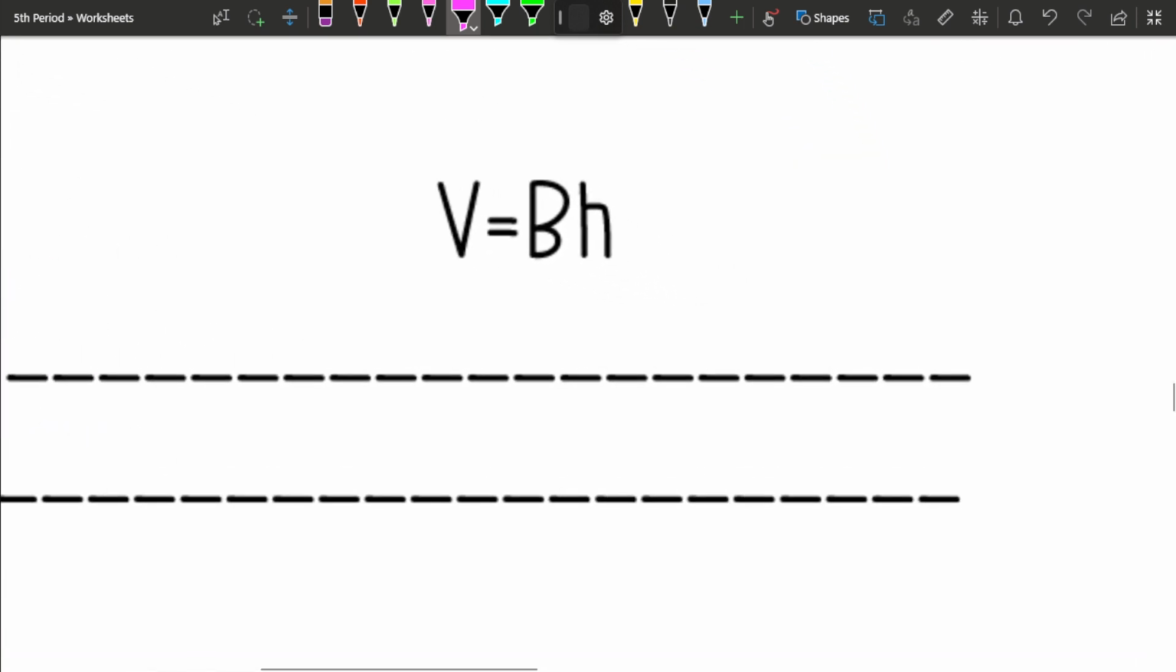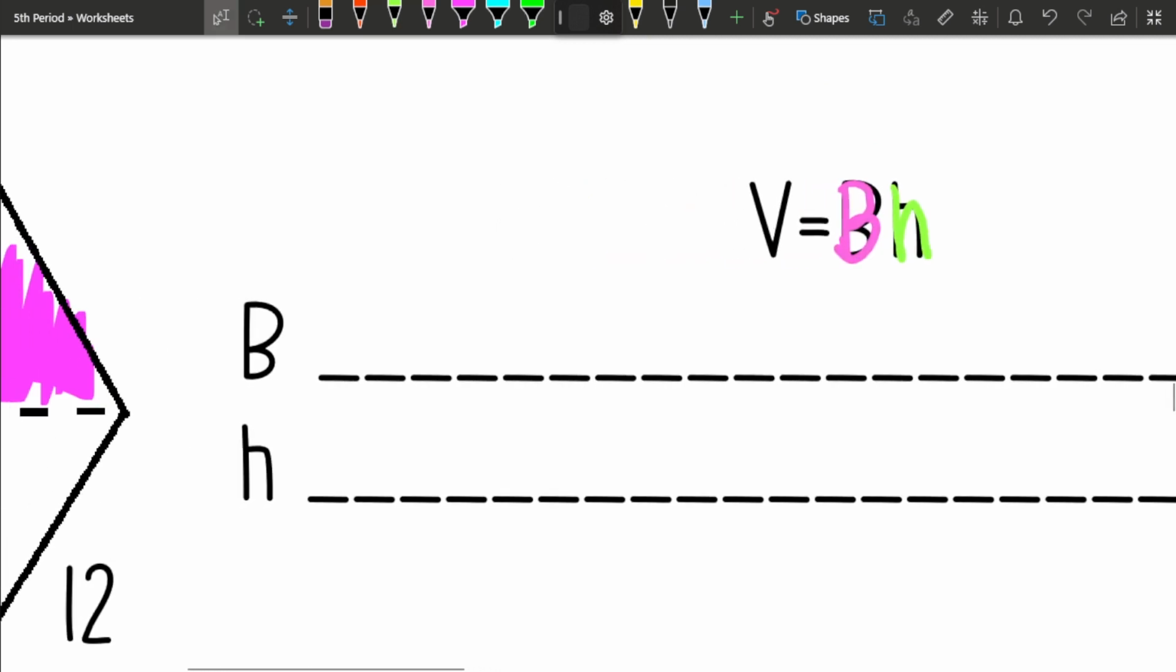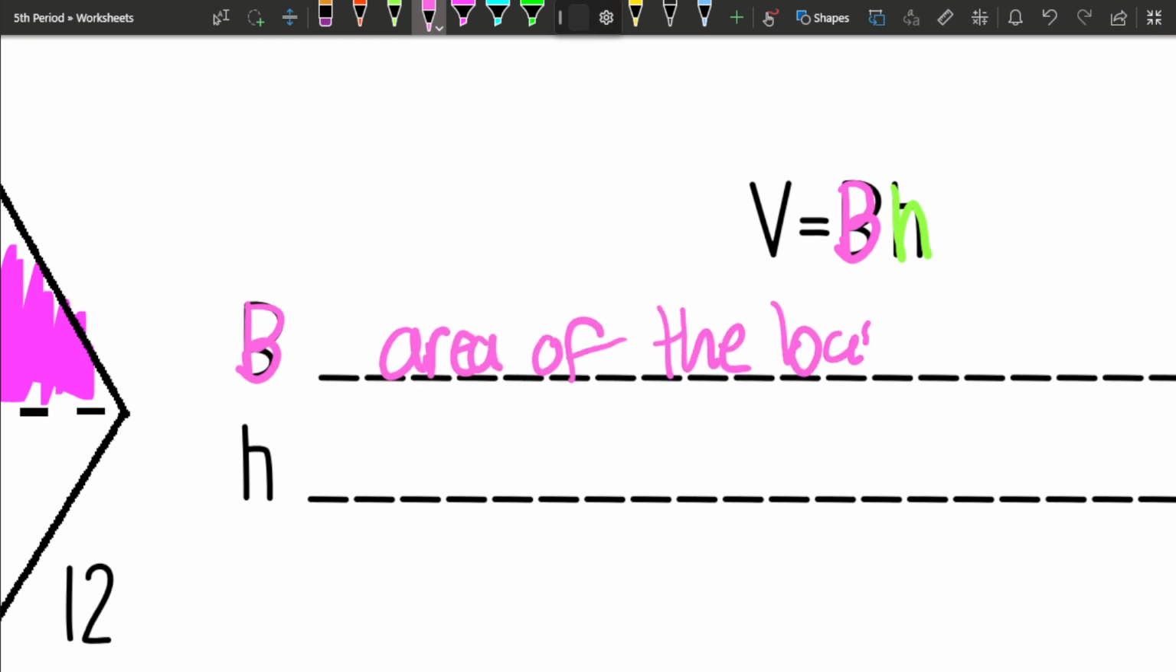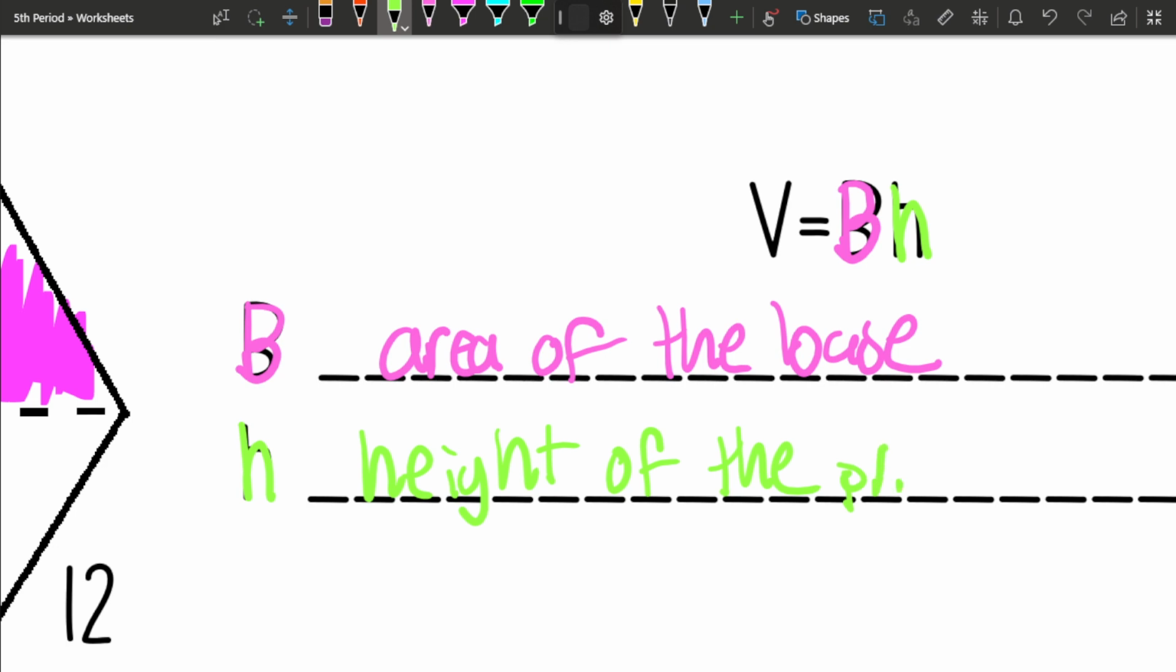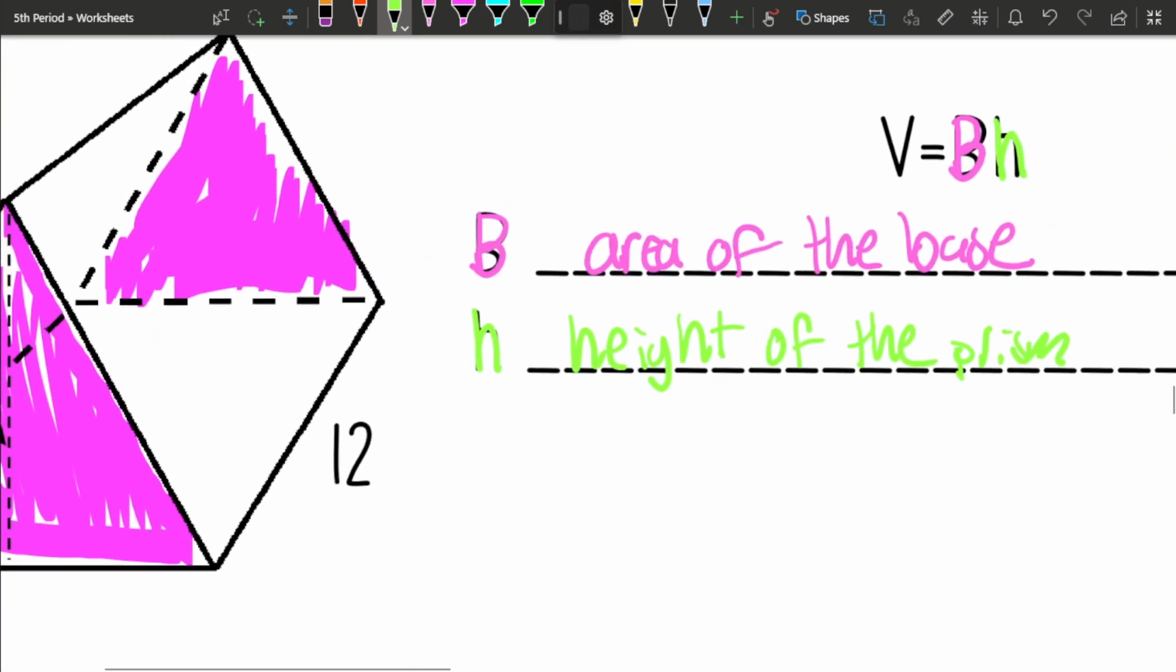So now, let's look at this right here. We have the volume formula, and we have uppercase B, and then we also have H. That's for volume. And right here, uppercase B, just like before, stands for area of the base. And the H is the height of the prism, which is going to be the distance between the two bases. How separated is one from the other one? That's going to be the height of the prism.